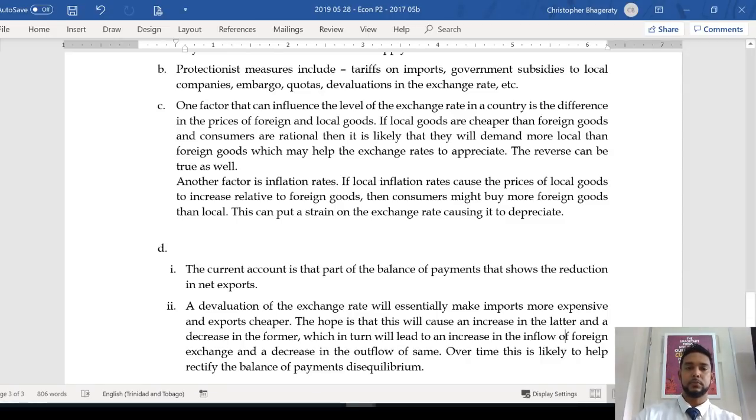So a devaluation of the exchange rate will essentially make imports more expensive and exports cheaper. The hope is that this will cause an increase in the latter and a decrease in the former. So an increase in exports and a decrease in imports, which would in turn lead to an increase in the inflow of foreign exchange and a decrease in the outflow of foreign exchange. And over time, this is likely to help rectify the balance of payments disequilibrium, because you're bringing in more foreign exchange and you're selling out, right? You are earning more money than you are spending.